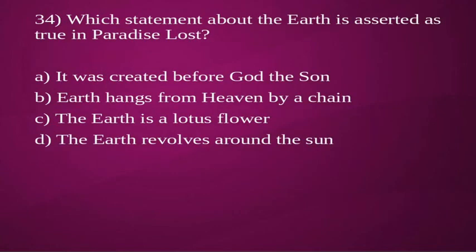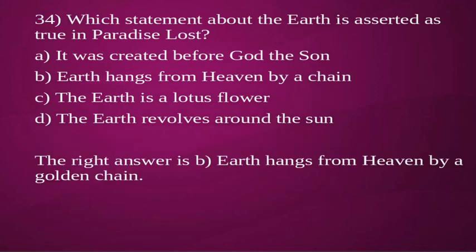Question number 34 is, which statement about the earth is asserted as true in Paradise Lost? Option A, it was created before God, the sun. Option B, earth hangs from heaven by a chain. Option C, the earth is a lotus flower. Option D, the earth revolves around the sun. The right answer is B, earth hangs from heaven by a golden chain.